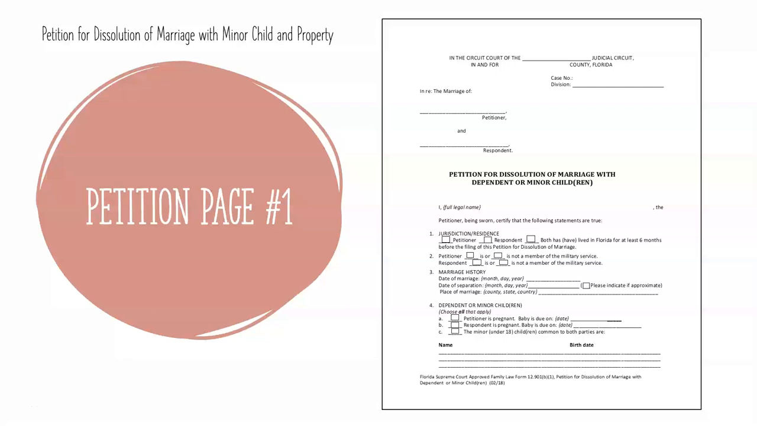The petition for dissolution of marriage is the formal document that begins the divorce process. This is where the petitioner requests the court to dissolve the marriage. Below is a step-by-step guide to completing this form.